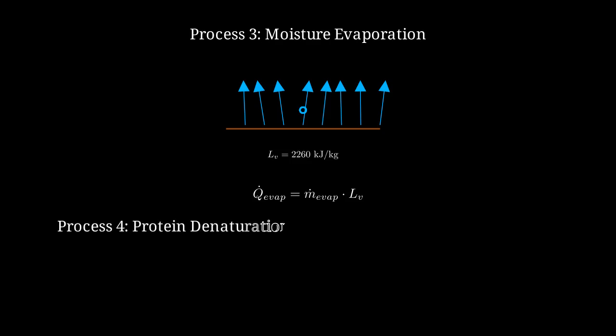Fourth, protein denaturation. This is the actual cooking transformation at the molecular level. Folded protein chains unfold and aggregate when heated. Myosin denatures at 50 Celsius, actin at 66 Celsius, collagen at 68 Celsius. These temperatures define doneness. Denaturation follows Arrhenius kinetics with activation energy EA. Rate doubles approximately every 10 degrees Celsius.